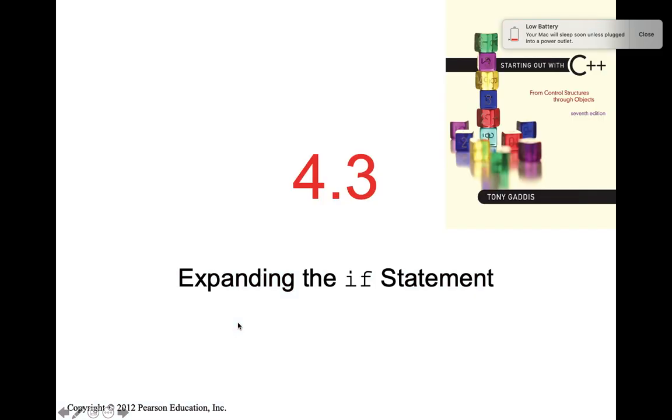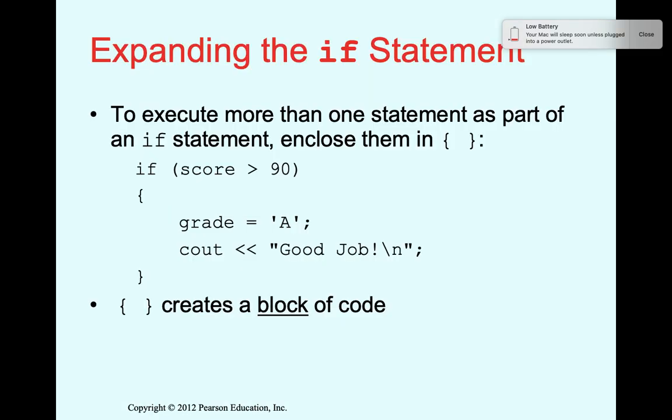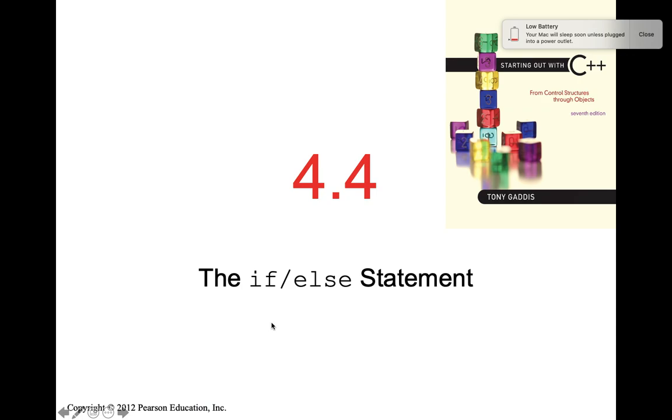Okay, so expanding the if statement. Sometimes if this condition is true, you want to do more than one statement. In this case, you have to use brackets. If it's one statement, you don't need these brackets. But if you have more than one statement in the if, you have to use these brackets. If you have one statement and you use these brackets, it's also correct, but you don't need that. If you have more than one statement, you have to use them. They are called block brackets.